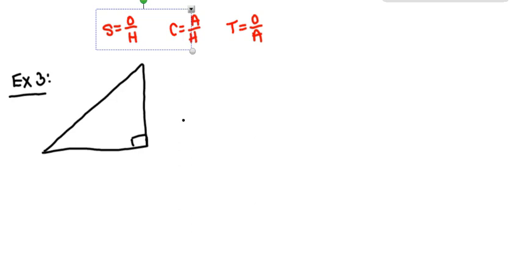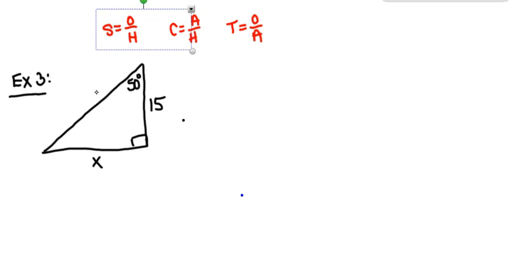So there's my right triangle. This time I'm not going to label any of the vertices. I'm just going to call this angle up at the top 50. I'm going to call this piece down here 15. And I want to find this piece down here.